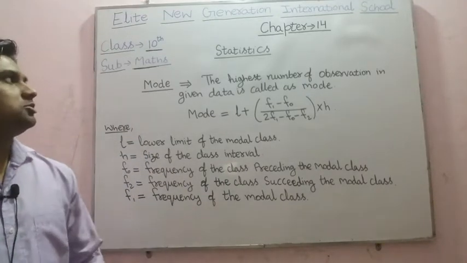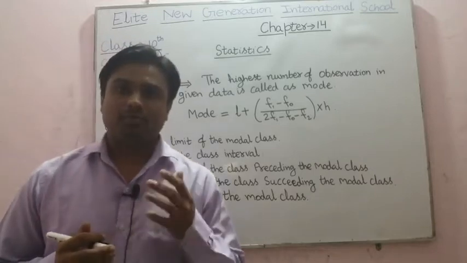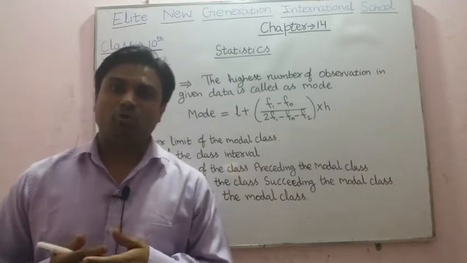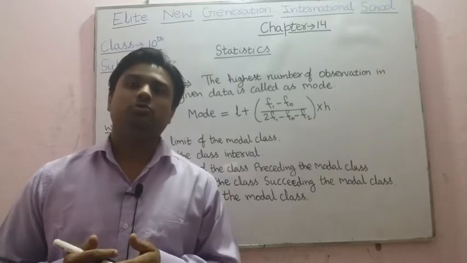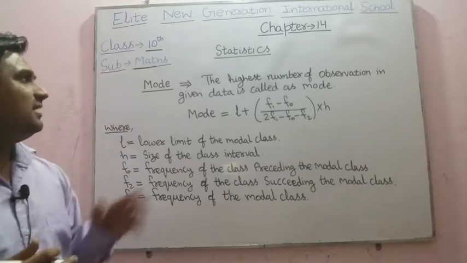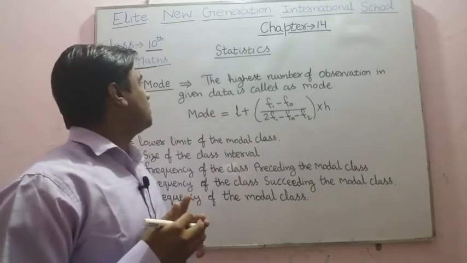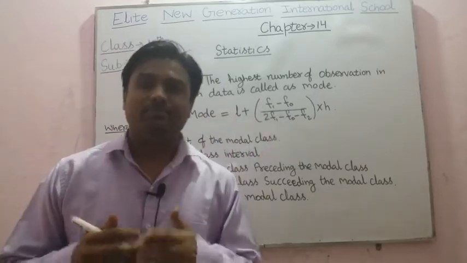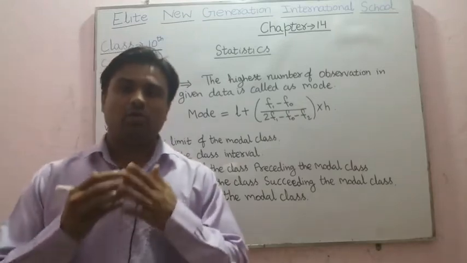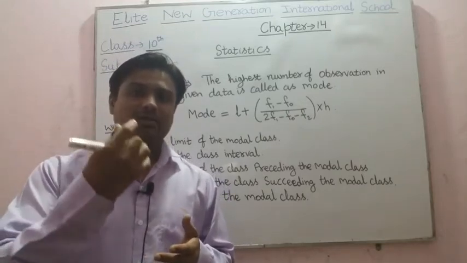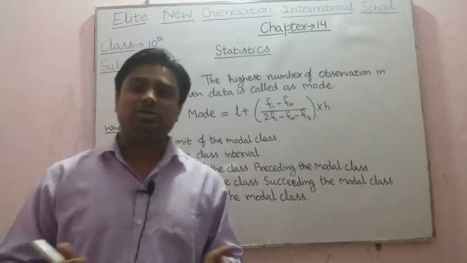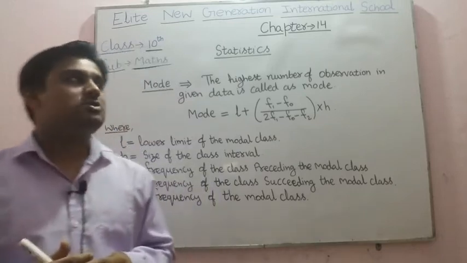Today we are going to start the next topic of chapter 14, statistics. Before this we have studied about mean, and today we are going to start mode. So what is mode? Mode is the highest number of observations in the given data. Suppose we have been given any data, then any frequency or observation which occurs the highest number of times is known as mode.